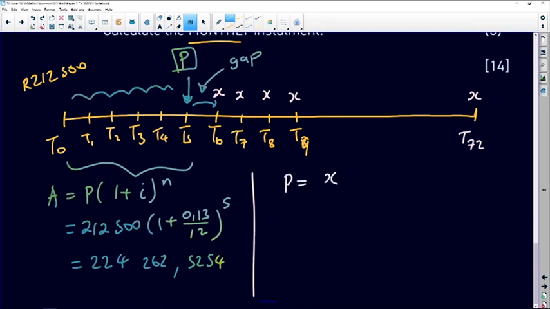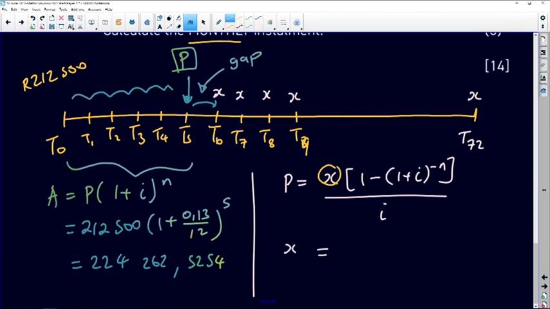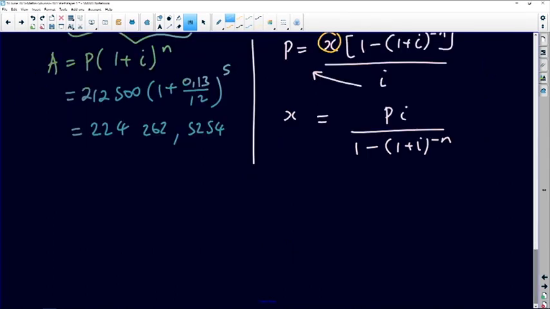So P equals X times, in brackets, 1 minus (1 plus i) to the power of negative n, everything divided by the interest i. I'm interested in finding the value of X, so I'm going to make X the subject. So cross multiply the i and divide by the square bracket. So X is going to be P times i divided by 1 minus (1 plus i) to the power of negative n. I prefer to do this because it helps to get to the answer much faster instead of just substituting into the original formula.